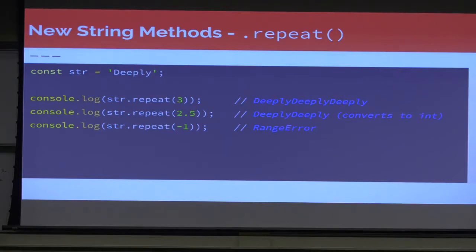And we also have repeat. And you can just string repeat. If you do like a 2.5, it's going to convert that to an int. If you try to do a negative number, it's going to tell you that's a range error and actually fail there.